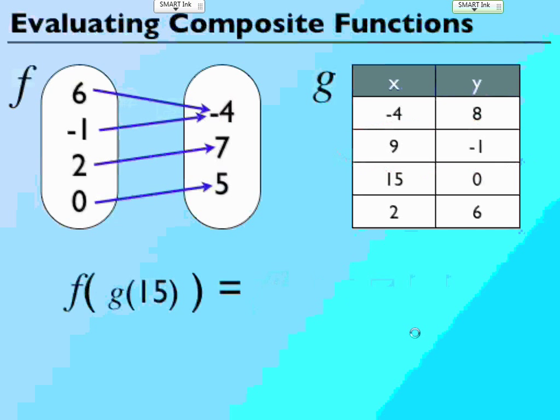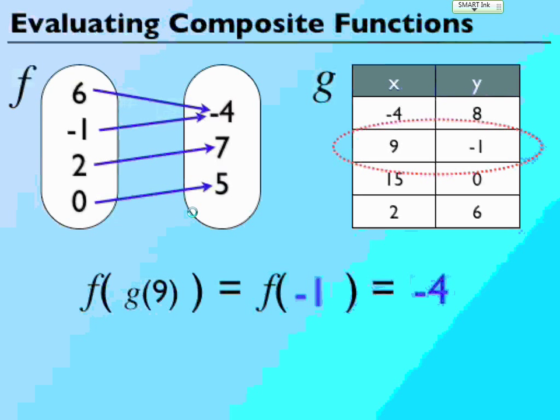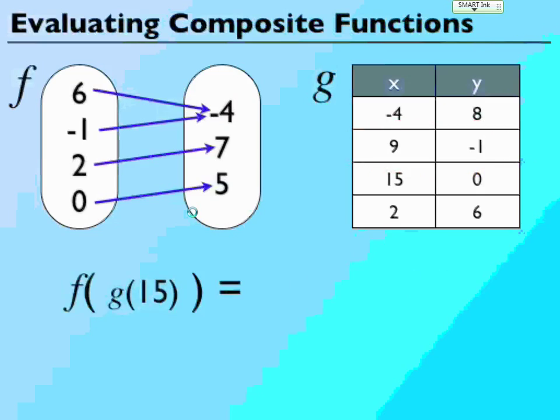There we go. I'll step back for 1 second just in case you didn't get that yet. F of -1 is -4. All right, going on now. F of g of 15. Well, g of 15, let's do that part first. Remember, simplify the inside first. G of 15 is 0.